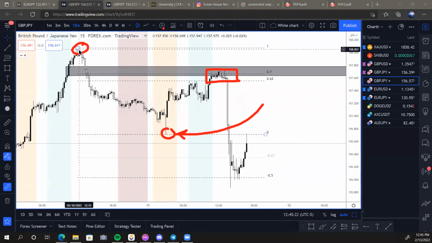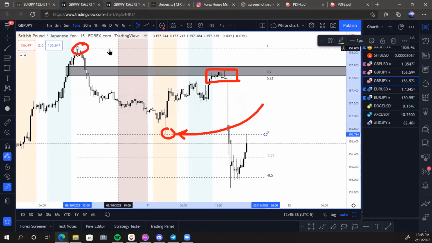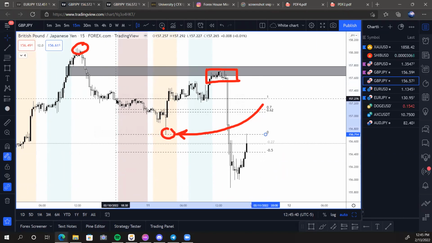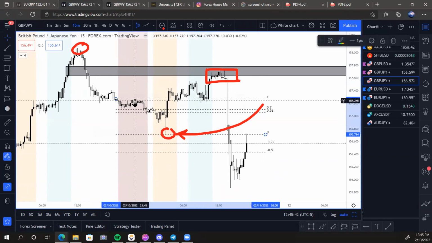How would I know to take the fib from this level to the 0 instead of the Asia range to the London range? Instead of like this. Because isn't this a swing low? Because this is lower than this candle, and then this is lower.